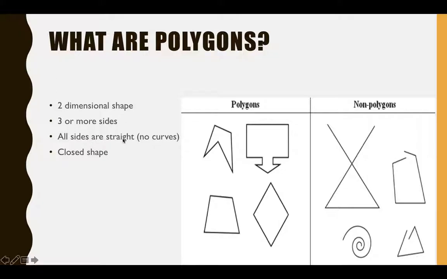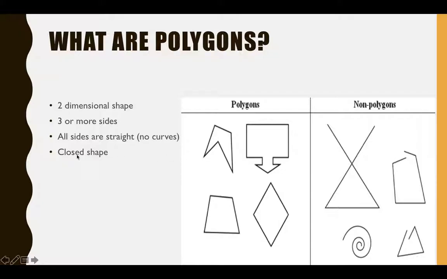All sides are straight. Okay, so we can't have any curved lines like right here. Look at this little twirly thing. Those are not straight lines, those are curved lines. Okay, so we need straight lines like we have in all of these examples. All these lines are straight.